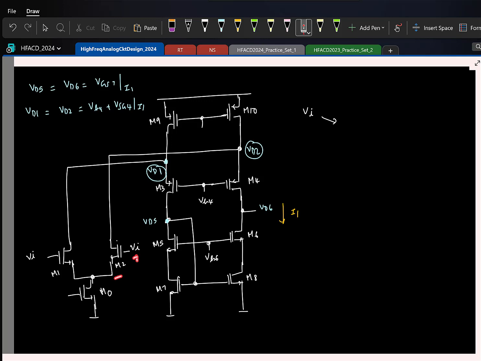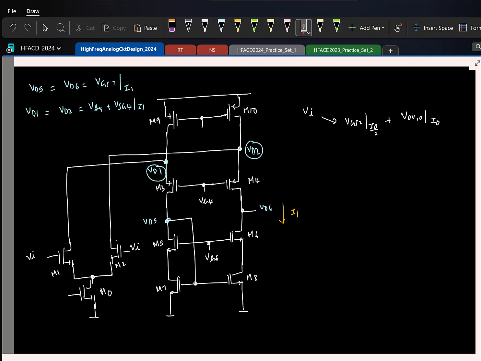It is the gate to source voltage we have to maintain plus the overdrive. The gate to source voltage of M2 is fixed, so that is fixed, plus the minimum you can accommodate for the drain to source of M0, that is overdrive of M0 at a current I0.